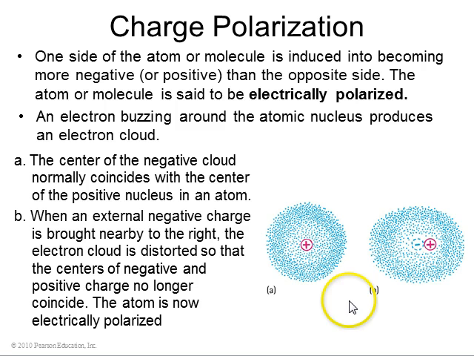But if there's some external charge, like an external negative charge brought to the right of this atom, then what will happen is that that'll push the electron cloud to the left and pull the nucleus to the right, separating these two objects. So this is called a polarized atom, where more of the negative charge is to the left, more of the positive charge is to the right.